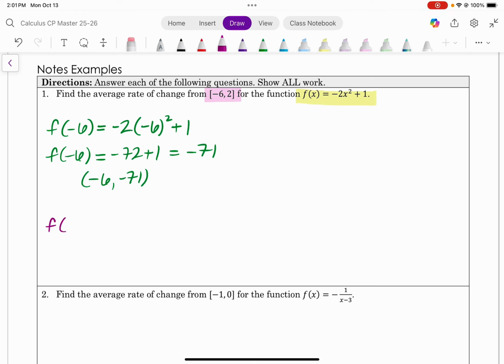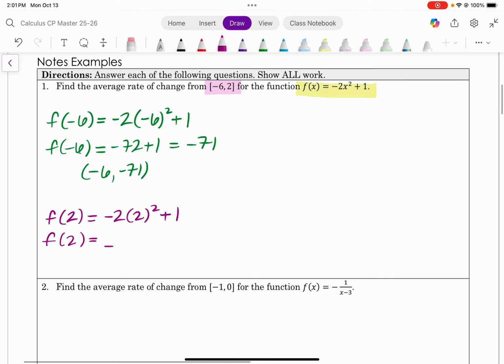I then have to repeat the process for the x value of 2. I need to find f of 2, which would be -2 times 2 squared plus 1, which would give me the coordinate. If I substitute this in, 2 squared is 4, that would be -8 plus 1, which would give me -7, giving me the coordinate 2, -7.